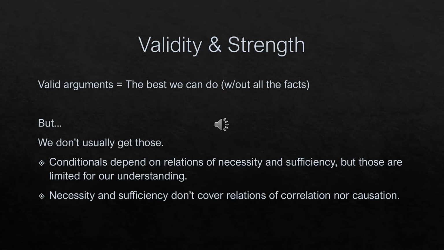So conditional statements of the form if-then depend on or are made true by certain relations out in the world of necessity and sufficiency. But those kinds of relations are ultimately limited, right? It's not like everything is set up in such a way that being some way is a necessary condition or a sufficient condition for being some other way. Sometimes certain things happen or are the ways that they are because of correlations or causations.